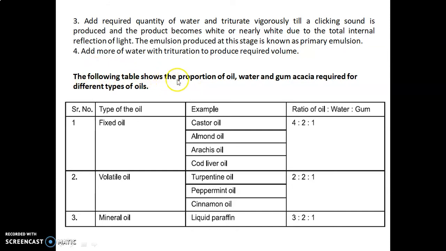The following table shows the proportion of oil, water, and gum acacia required for different types of oils. Serial number, type of oil, example, ratio of oil to water to gum. First, fixed oil, for example castor oil, almond oil, arachis oil, cod liver oil. The ratio of oil to water to gum is 4:2:1. Second, volatile oil, that is turpentine oil, peppermint oil, and cinnamon oil. The ratio of oil to water to gum is 2:2:1. Third, mineral oil, liquid paraffin, with a ratio of oil to water to gum of 3:2:1.